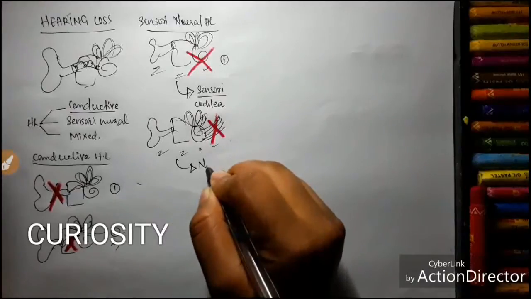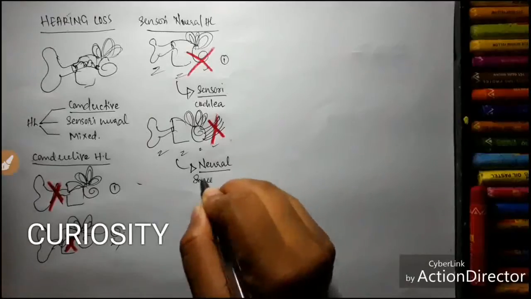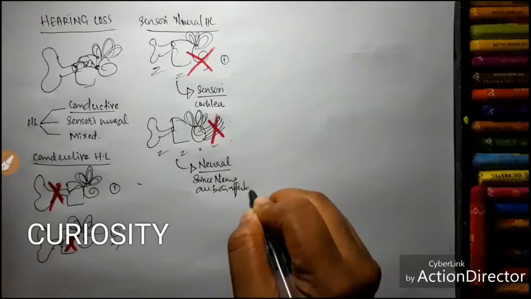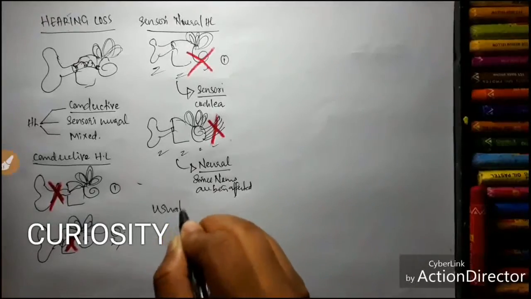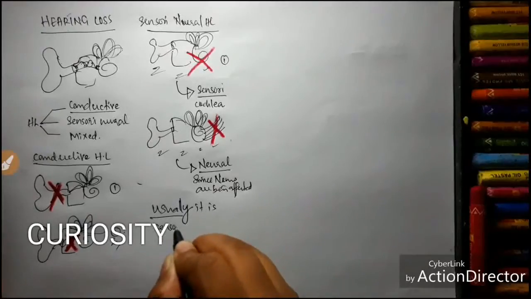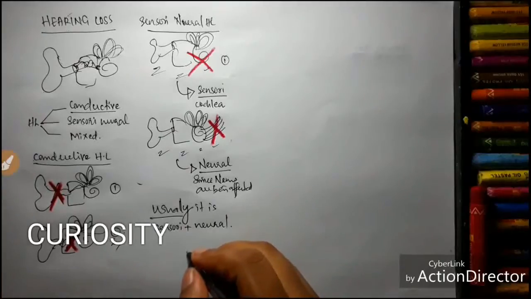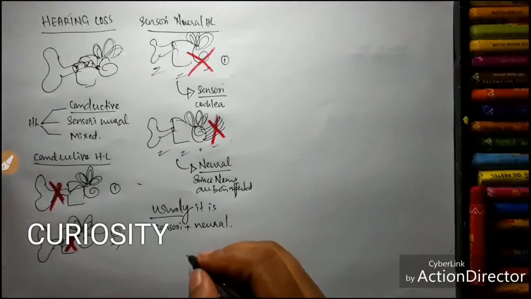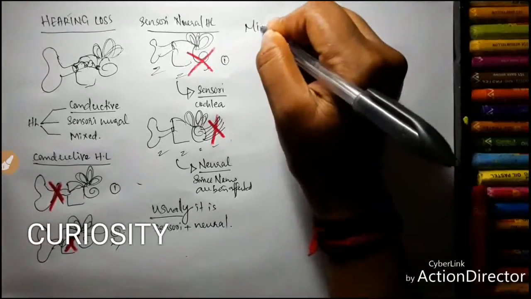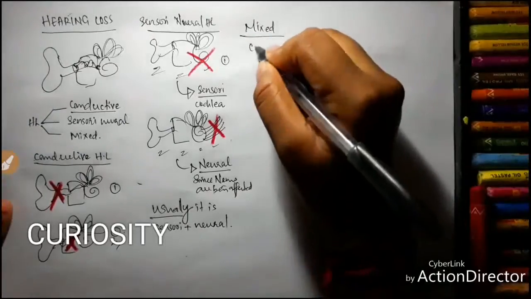But mostly, in sensory neural hearing loss, there will be cochlea and nerve components in it. In most of the cases, the prevalence of sensory neural hearing loss is very high nowadays. Mainly it occurs due to aging and other contributory factors.